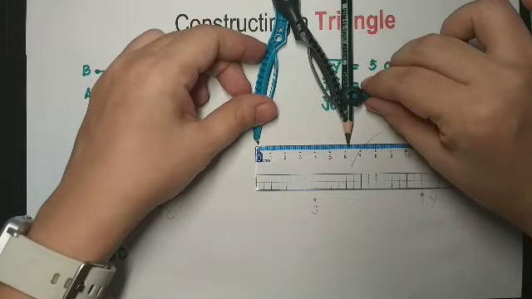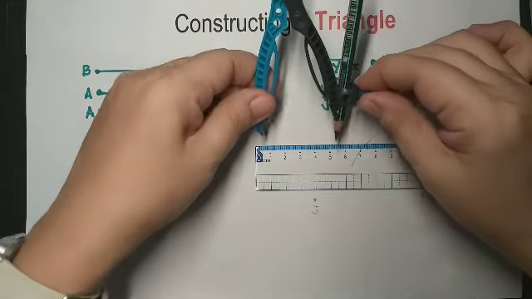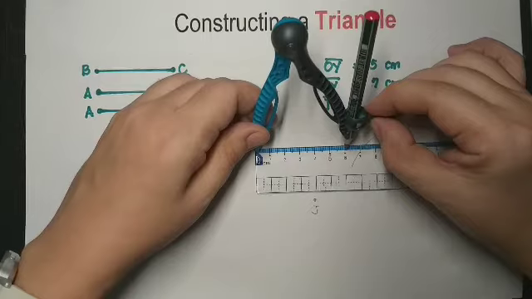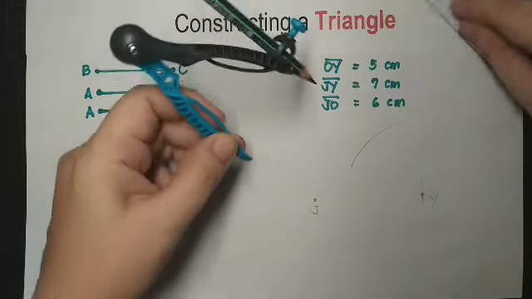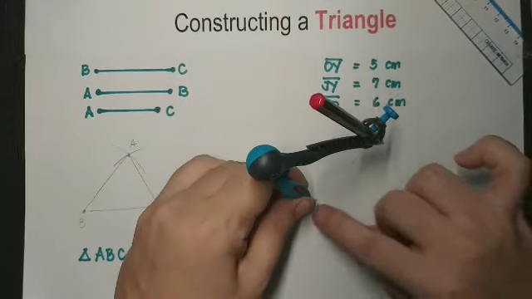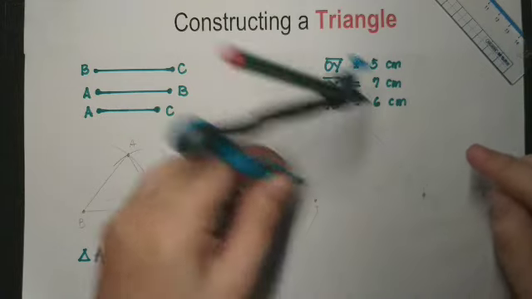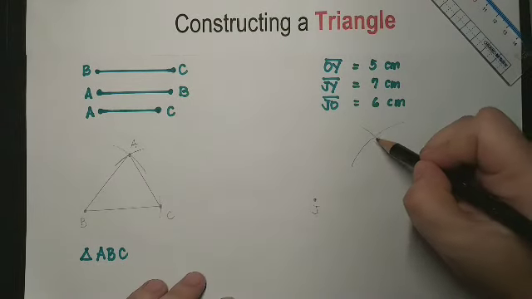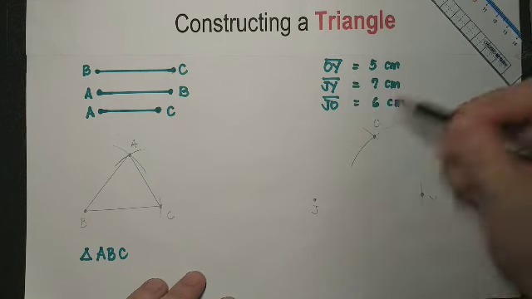And now, to find the exact location of point O, we need the third side, which is JO, that measures 6 centimeters. So, adjusting our compass to 6 centimeters, point J will be our center. We create an arc crossing the first one. And now the point of intersection is point O.